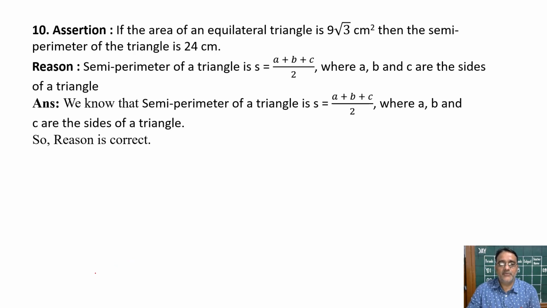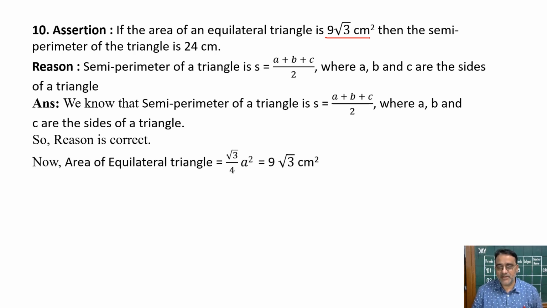Okay. And we'll check for the assertion. The area of equilateral triangle is given 9 root 3 centimeter square. And the formula of area of equilateral triangle is root 3 upon 4 side square, that is a square. So here, just now we did this one. Root 3 will cancel. Okay, this 2 will be cancelled. And a square is equal to 4 into 9, that is 36.